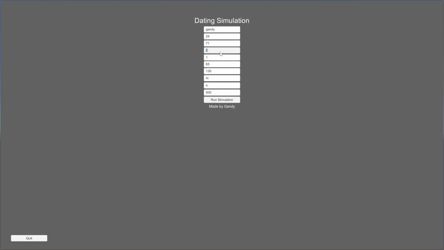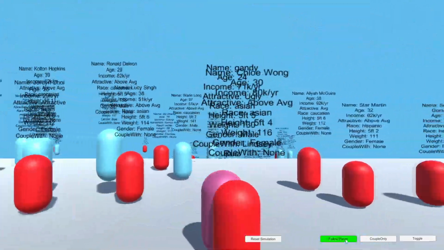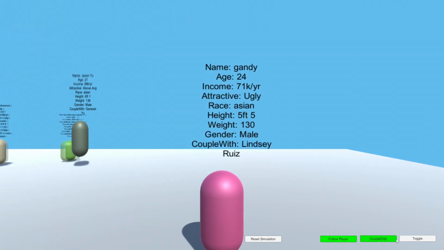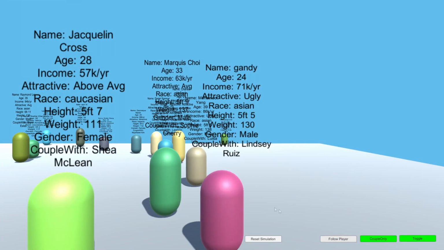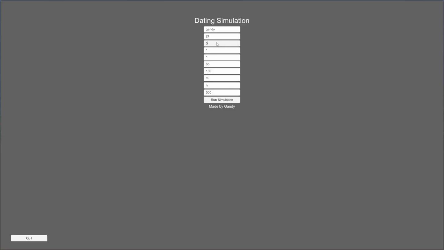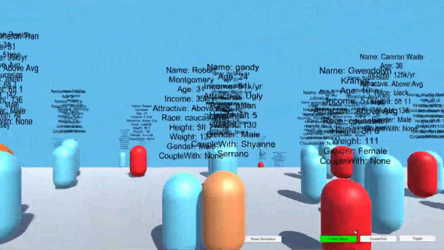But let's say I was ugly. What would this do to me? And I already found a person. Seems like as long as I have some type of money, things should be okay for me. But what if I was poor, ugly, and short? Would I find someone? And I found someone.